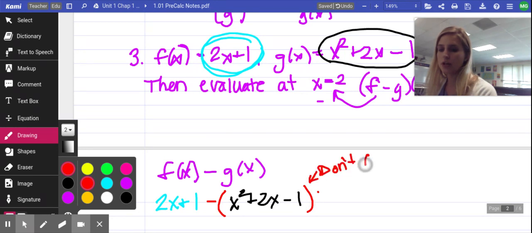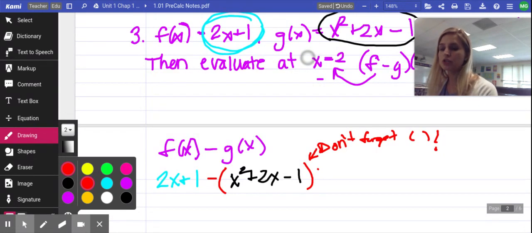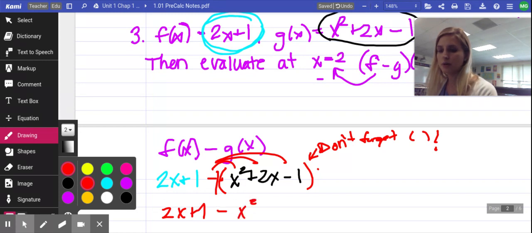Don't forget parentheses around that second set, because you're subtracting that whole thing. So now we have to just remember to distribute that negative 1 to everything inside of there. So we get 2x plus 1 minus x squared minus 2x. Negative 1 times negative 1 is positive 1.